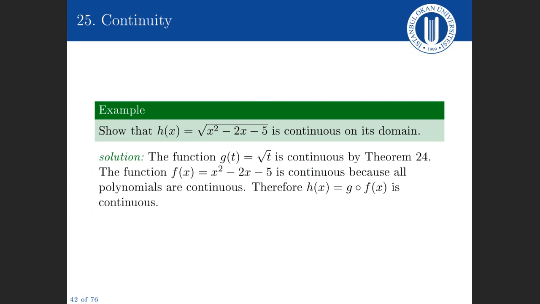For example, show that the square root of x squared minus 2x minus 5 is continuous on its domain. We can break this apart into smaller or easier functions. First of all, square root of t is continuous by a theorem we just saw. As long as square root of t is defined, it's continuous. X squared minus 2x minus 5, this is a polynomial. Every polynomial is continuous, so this function is continuous. So we have a continuous function composed of a continuous function. A continuous function composed of a continuous function must be continuous.